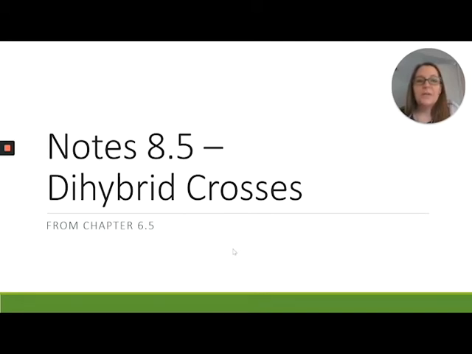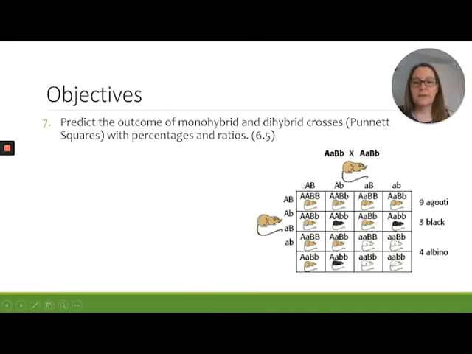We are going to do dihybrid crosses today, which will have a lot of overlap with the monohybrid crosses. So in our objectives, this just goes along with number 7. For the dihybrid crosses, we'll talk about the percentages and the ratios for this one as well. And here's a little example of some mice or gerbils. I'm not sure what those are.